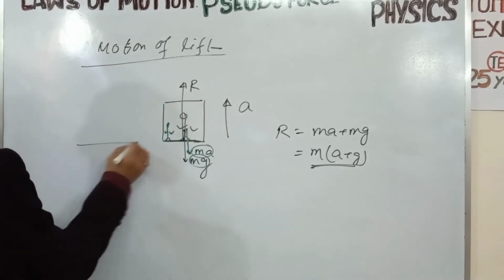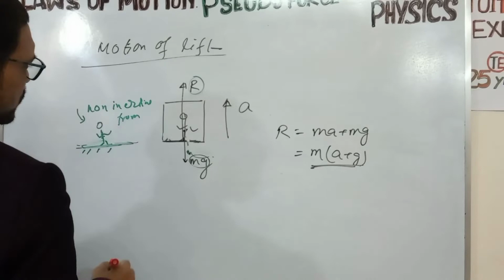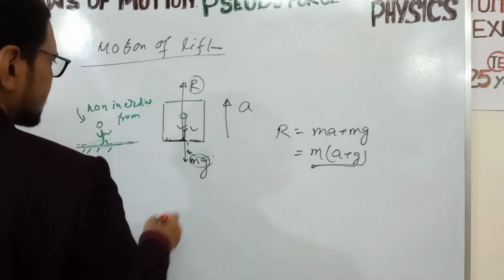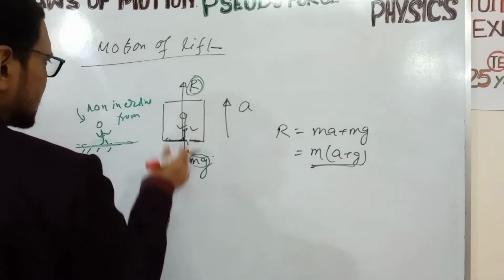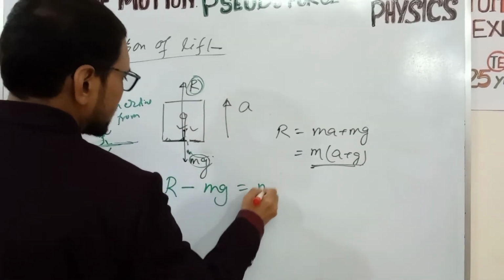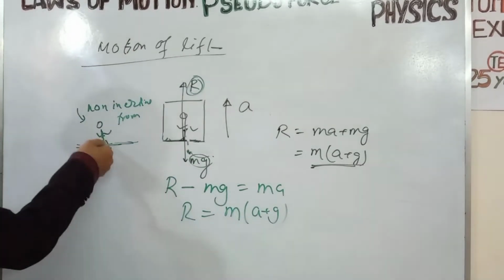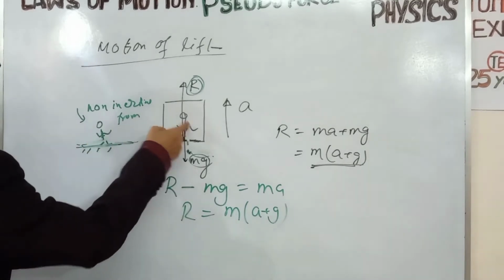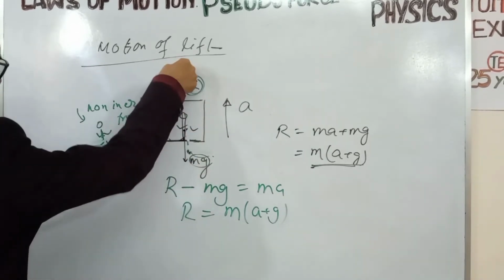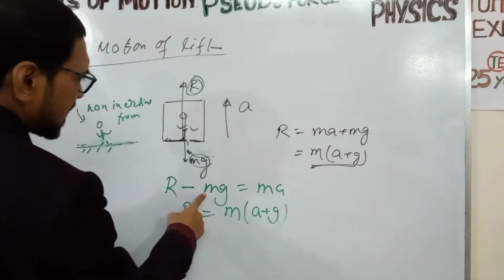Now if a man from the ground observes this man and explains the motion, how can he explain it? He explains that some reaction force acts in this direction and the whole system moves upward, so the equation of motion of the body will be R minus mg equal to ma. So if a man from the ground observes this man, he cannot realize the pseudo force. He explains that the reaction force acts in this direction, the weight of the body in this direction, the acceleration of the lift is a upward, so here the motion of the body is R minus mg equal to ma.